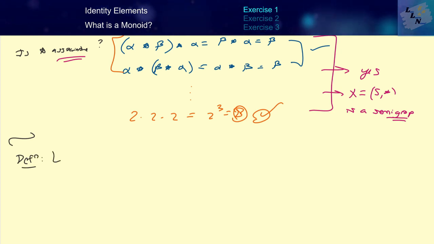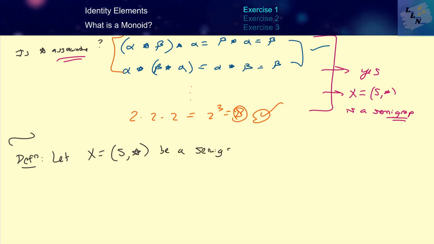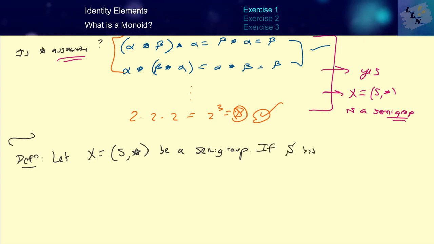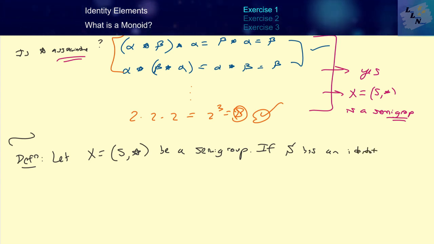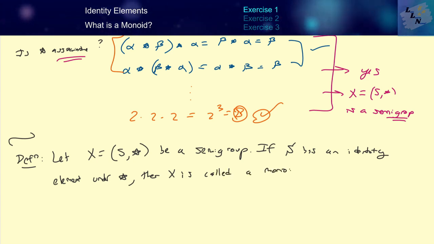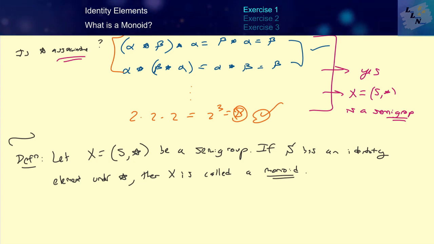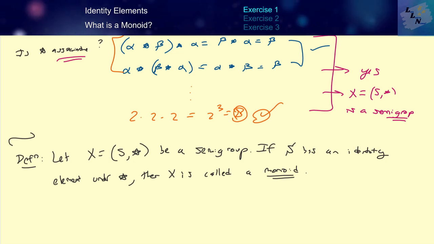Definition: let X equal (S, star) be a semigroup. If S has an identity element under this binary operation star, then X is called a monoid. So a monoid is a semigroup that contains an identity element.